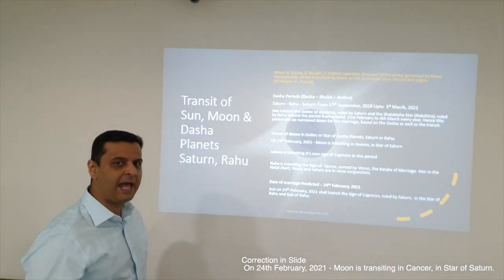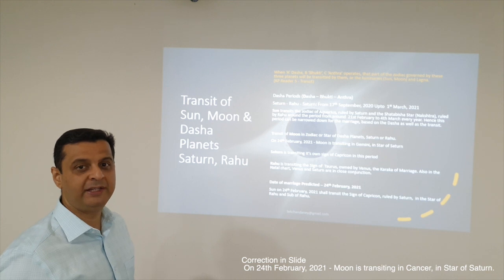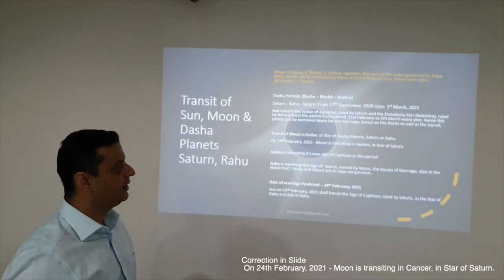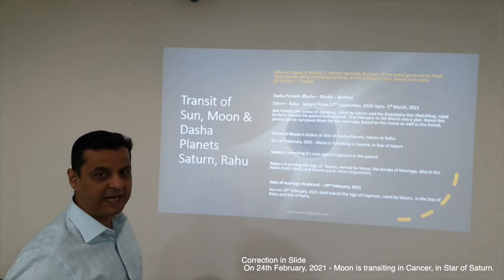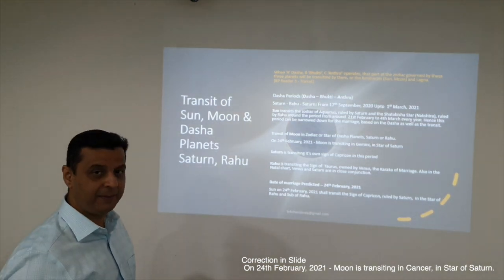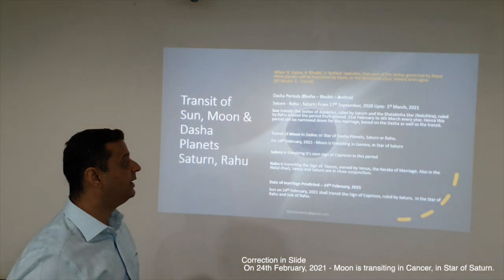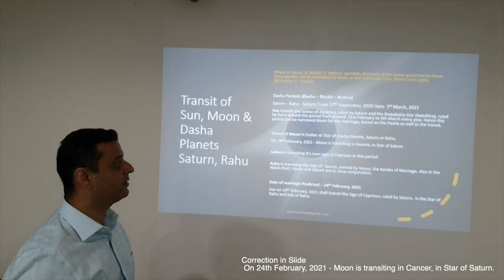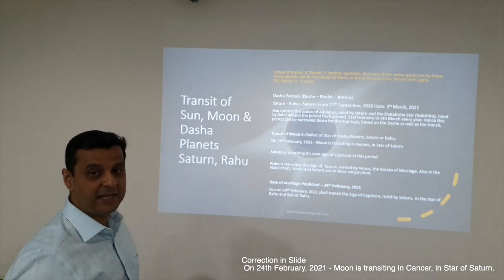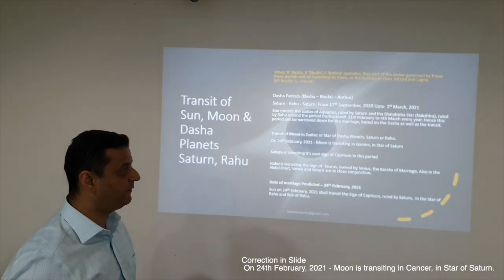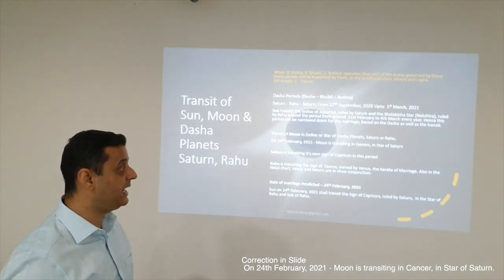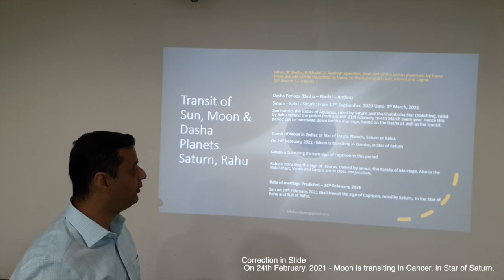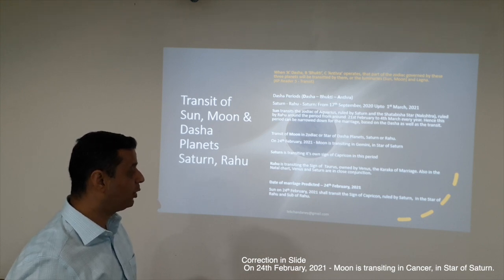We will now narrow down the exact date by looking at the transit of Moon. And if you see, Moon transits the star of Saturn in the sign of Gemini, which is ruled by Mercury, on 24th February 2021. So here the transit of the Moon in the star of Saturn also confirms that the date which we are now looking at is 24th February 2021, and that's what we will conclude.